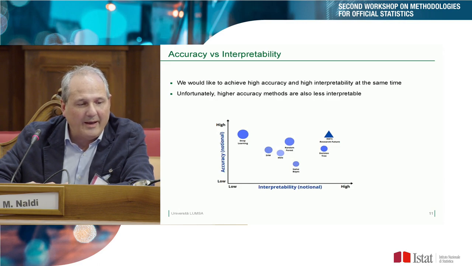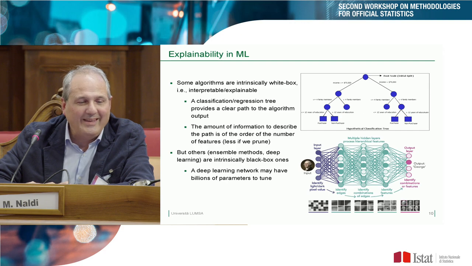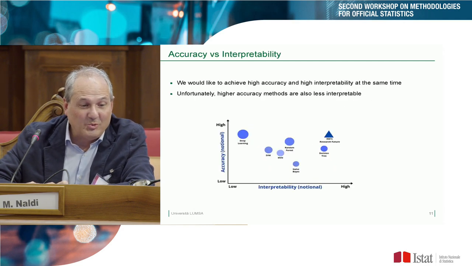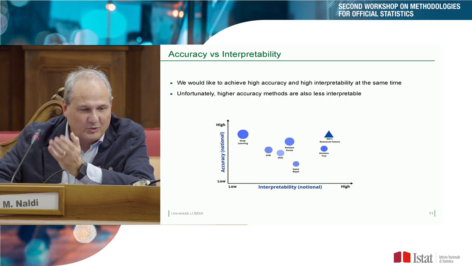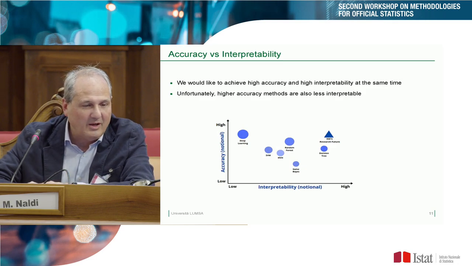Interpretability typically comes at the expense of accuracy, and that's why we see that the most accurate techniques, typically deep learning, are not so interpretable. So we have a trade-off between having a white box interpretability, and so we have decision trees, for example, on one side of the spectrum, or having higher accuracy, which typically involves a lower interpretability.